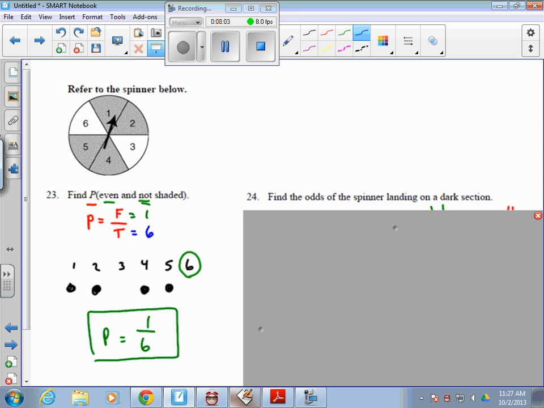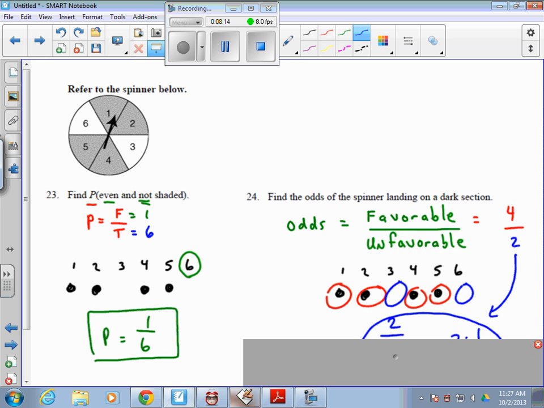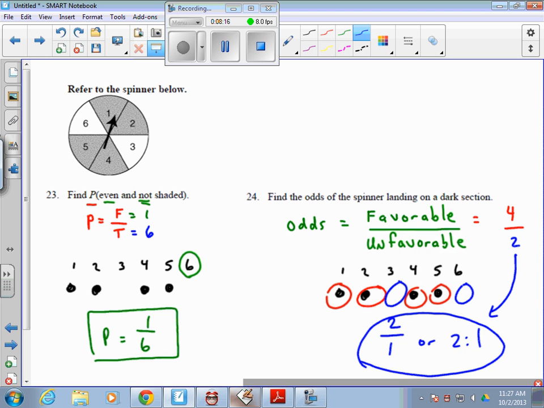Find the odds of the spinner landing on a dark section. Odds, unlike probability, are favorable over unfavorable. So when we look at what we have again, it says the spinner landing on a dark section. 4 of them are dark out of the 6 total, but we're not talking about probability. We're talking about odds. So it's 4 favorables to 2 that are not shaded, 2 unfavorables. So 4 to 2 is the same thing as 2 to 1.